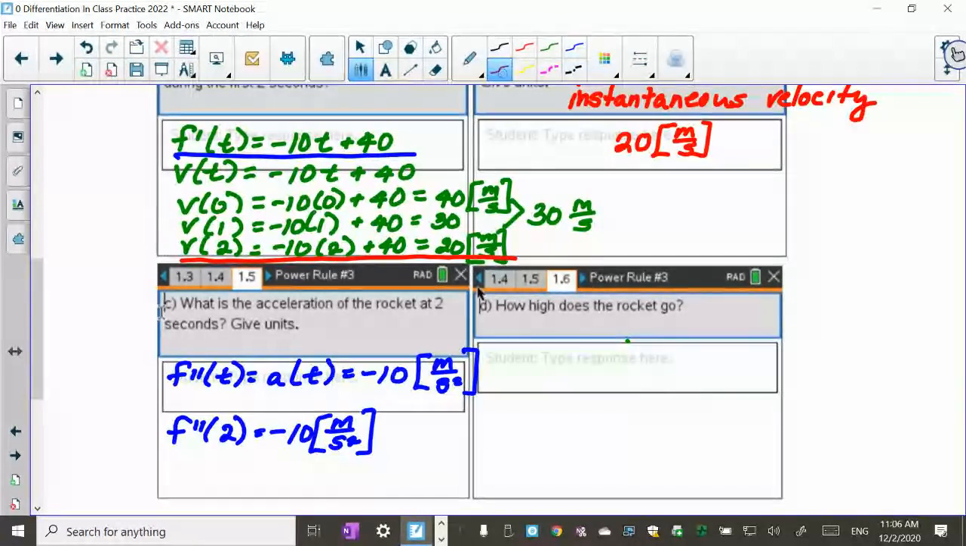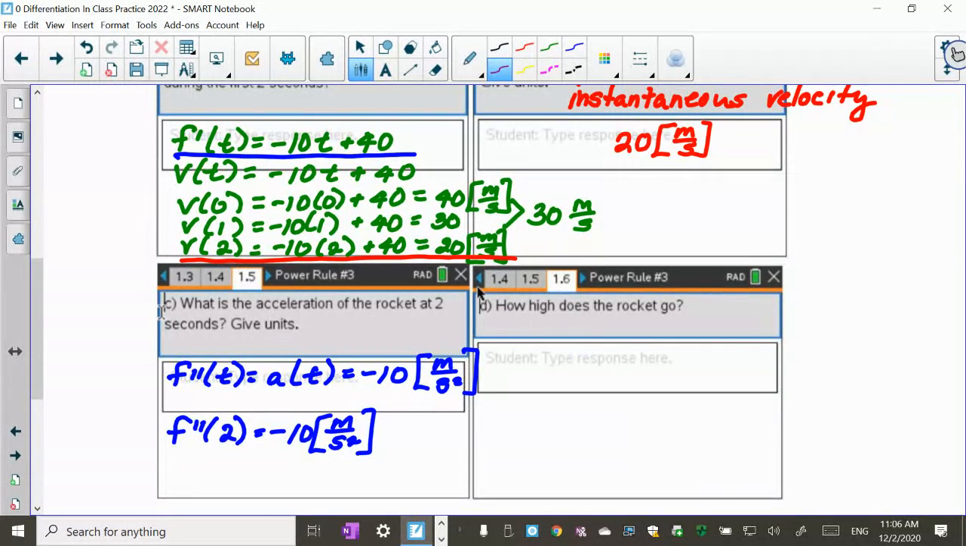Now, this is the fun part. I wanted to show you about using calculus to come up with this. What I mean is, how high did the rocket go? In pre-calculus, I had you do the axis of symmetry, and once you found the axis of symmetry, you could find the time and plug it back into your original.